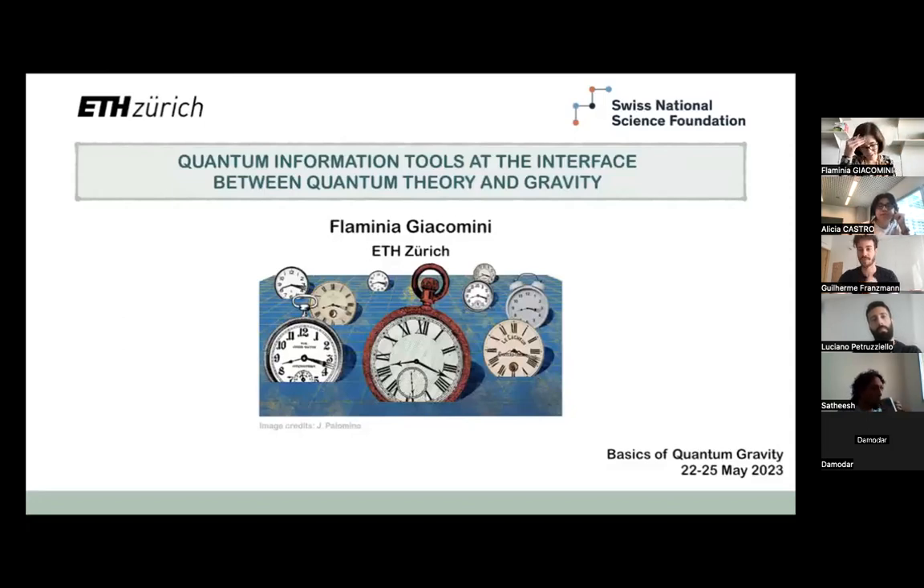So again, as a recap, in the first lecture, we saw some theory-independent tools like generalized probabilistic theories and indefinite causality. Yesterday, we looked at the gravitational physics of quantum objects. So mainly thought experiments and how to describe the gravitational field in the quantum regime at low energies, when quantum systems source a gravitational field.